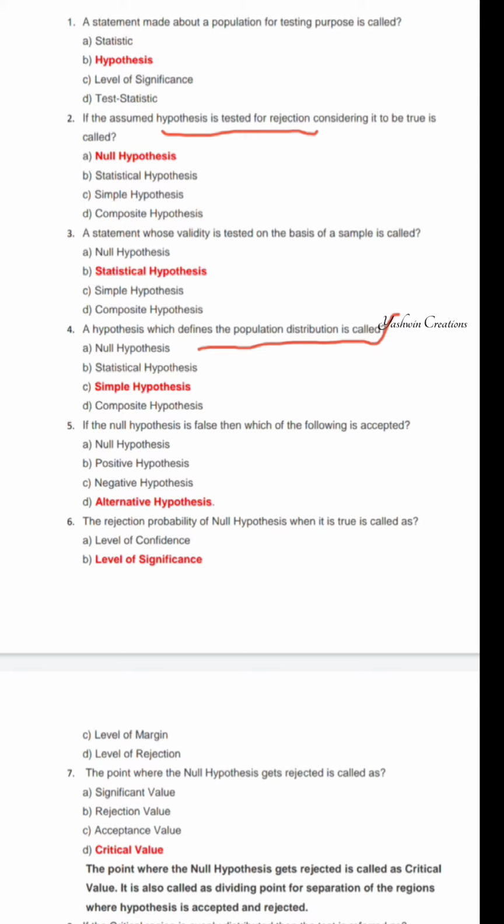The rejection probability of null hypothesis when it is true, it is called as what? It is called as level of significance. So the rejection probability of null hypothesis when it is true, that is called as what? Level of significance.